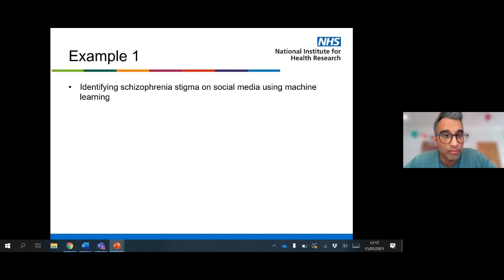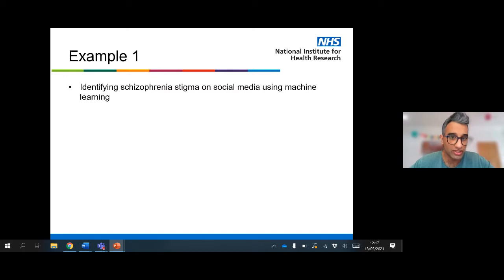I want to spend more time practically talking about some examples of studies that I'm running, or at least been involved in. This is a study that I set up when I first started in this role, based on my own interests and through conversations with our YPAG, the young person's mental health advisory group that I spoke about just now. The study is about trying to identify schizophrenia stigma on social media using machine learning. There are a few things going on here that I need a little bit of support with.